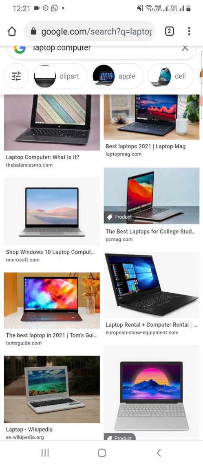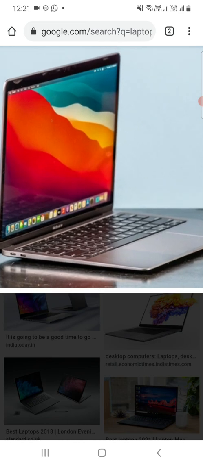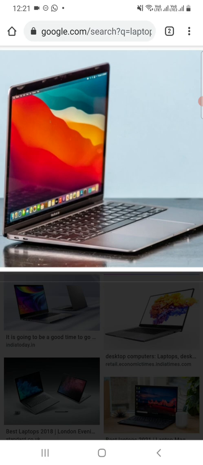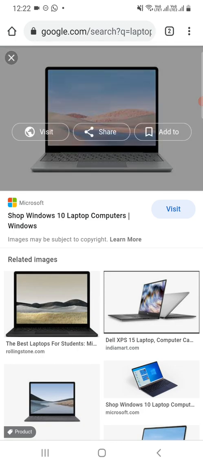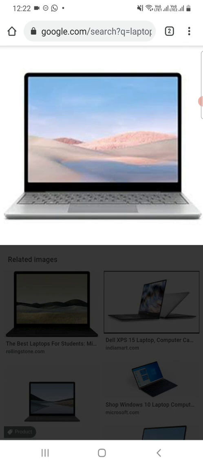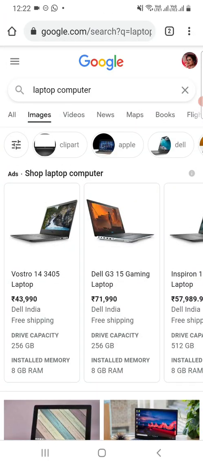It is a small kind of computer. You can see the image. That is the image of a laptop. Yes, this is also an image of a laptop. So this is a small kind of computer and this is called a laptop. And what next? That is the palm top computer.